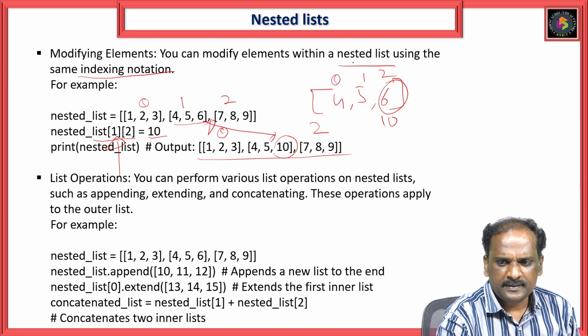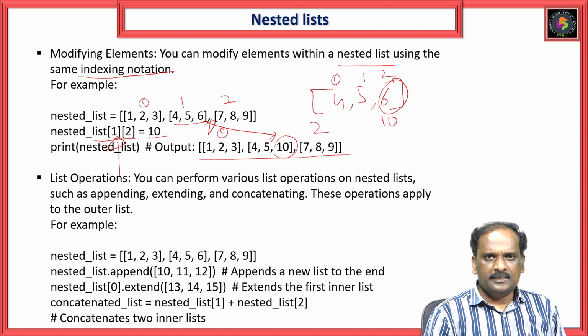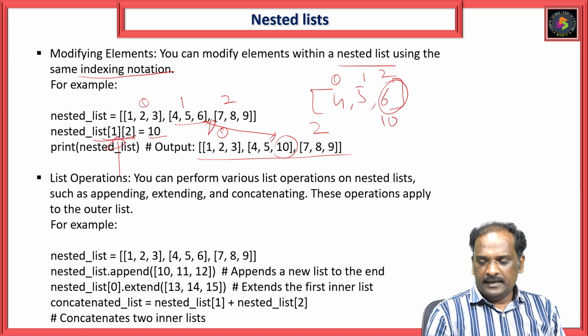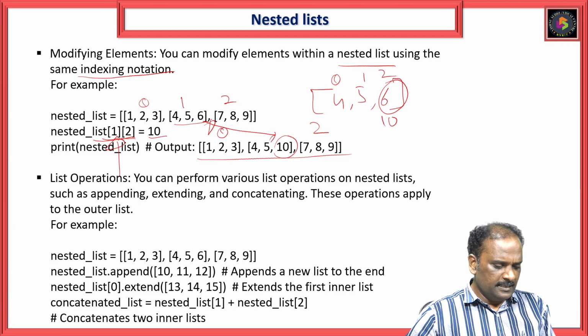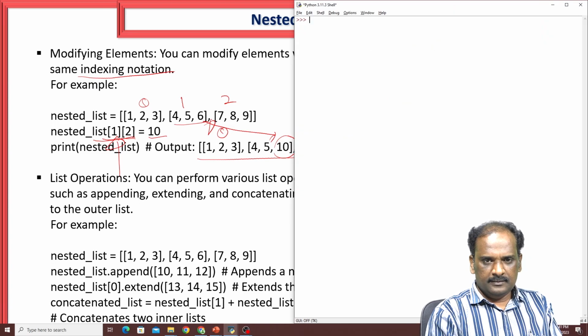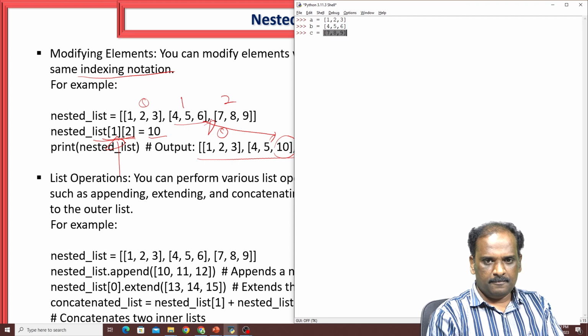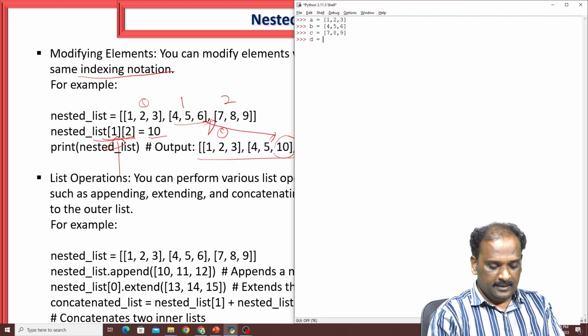So you can modify elements within the nested list using the same indexing notation. Same indexing notation means we should use multiple subscripts, multiple indexing. This we shall see by using an example. Say that A is containing 1, 2, 3. B is containing the elements 4, 5, 6. And C is containing the elements 7, 8, 9. Now I want to create a new list D: A, B, C. Now I will print D.